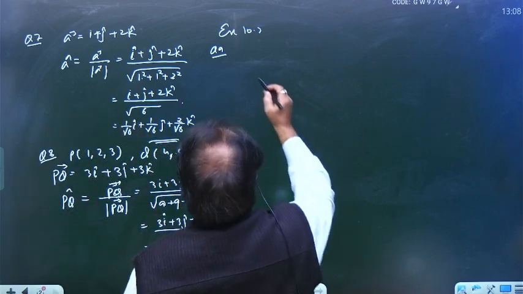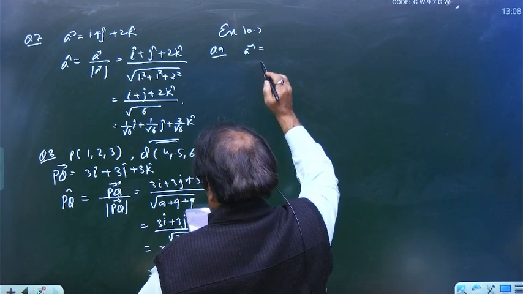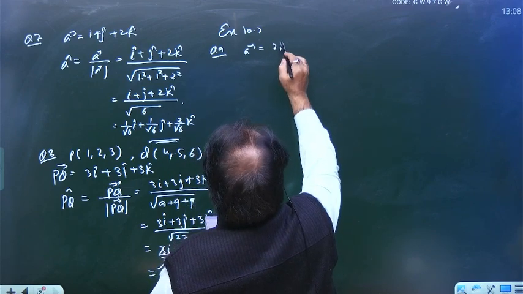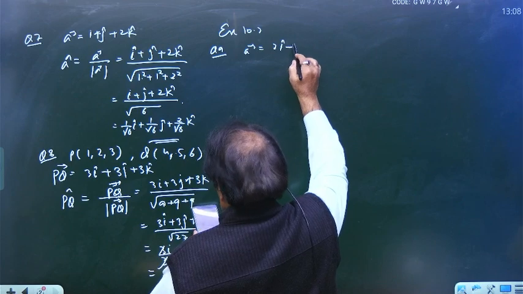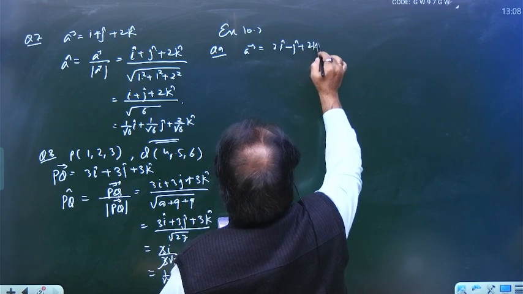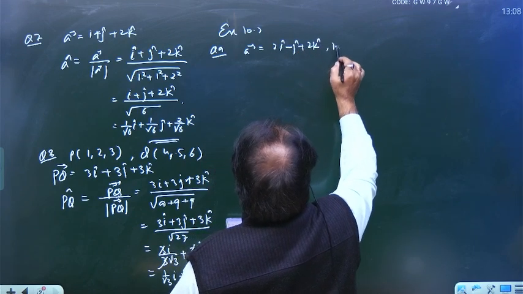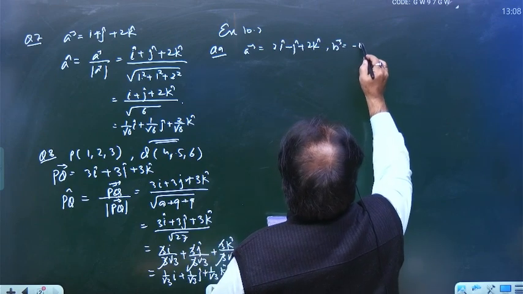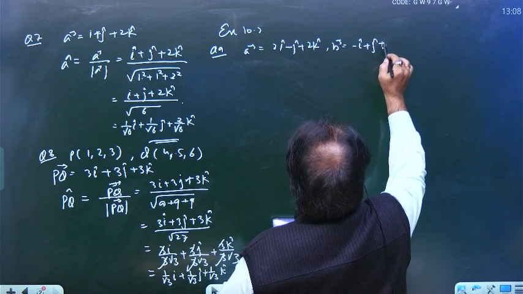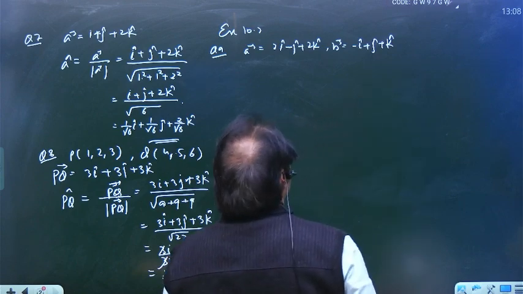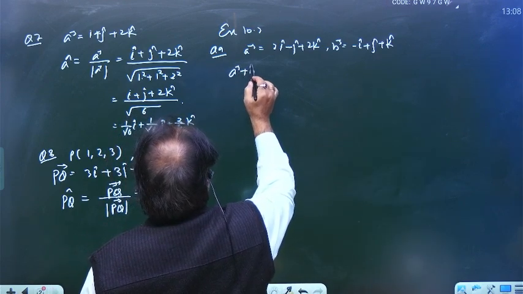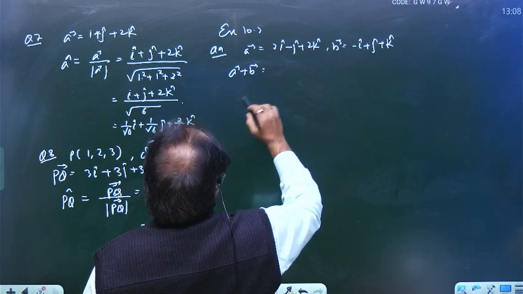So here vector A is given. A is equal to 2i cap minus j cap plus 2k cap, and vector B is equal to minus i cap plus j cap plus k cap. We have to find the unit vector in the direction of A plus B. So first we will find A plus B.